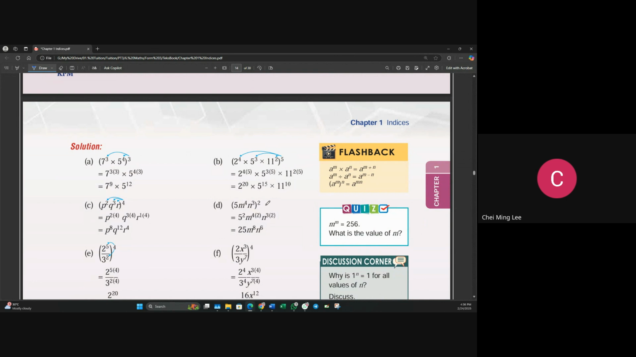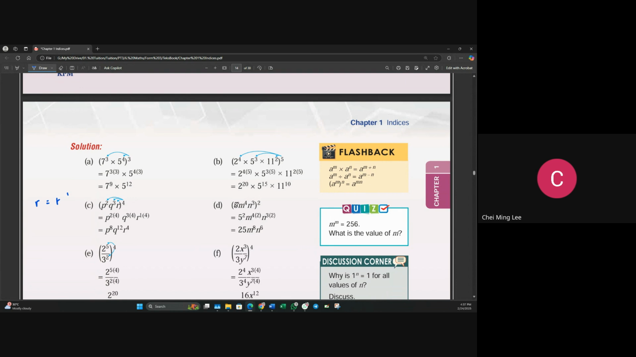Okay. Now same goes to p square q cube r to the power 4. So this one, p to the power of 2 times 4, 8, q to the power of 3 times 4, 12, and r power of 4, because when we say r, it equals r to the power of 1. So 1 times 4 becomes 4. Okay.